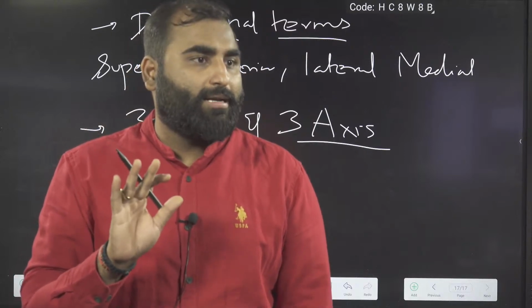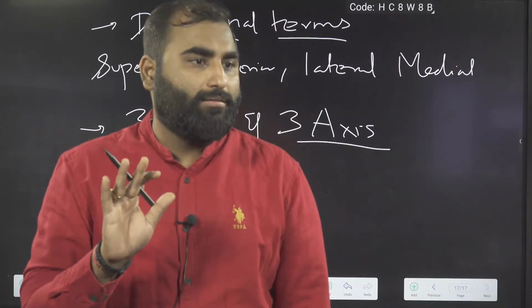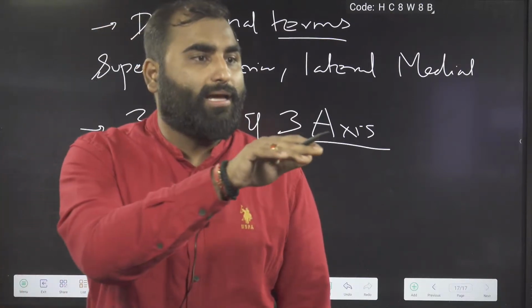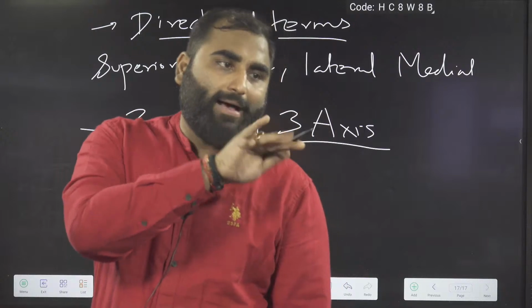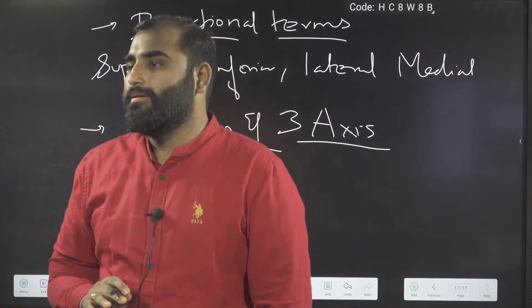Sir, the sagittal plane and frontal plane are different, no? They are vertical because they are passing through the vertical axis. Supraja, they are passing through the vertical axis, that's why.